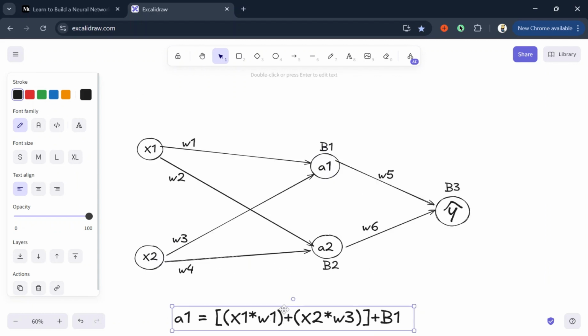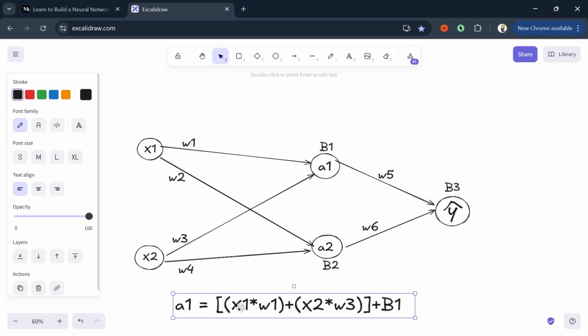And this looks like this. We take x1 multiplied by weight 1 plus x2 multiplied by weight 3 plus the bias here. And this will give us the value for A1. Now we need to do A2.